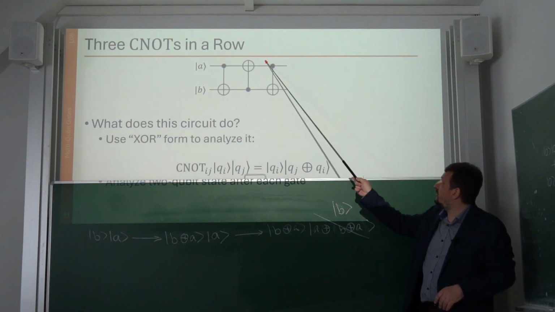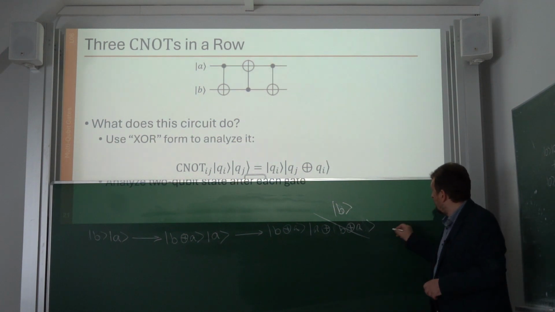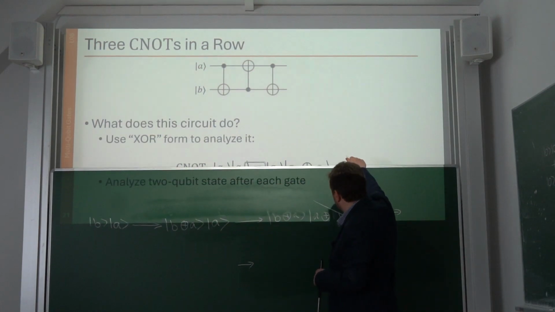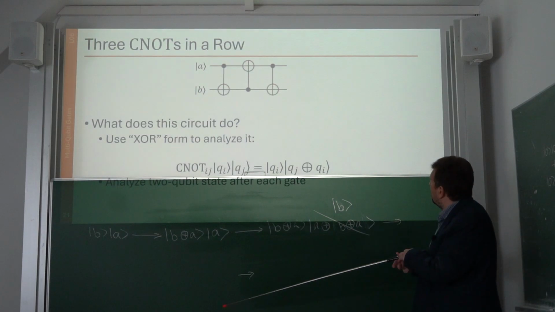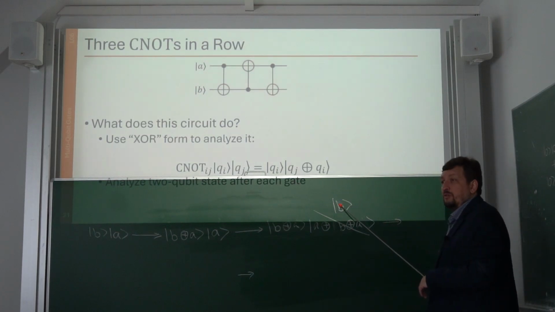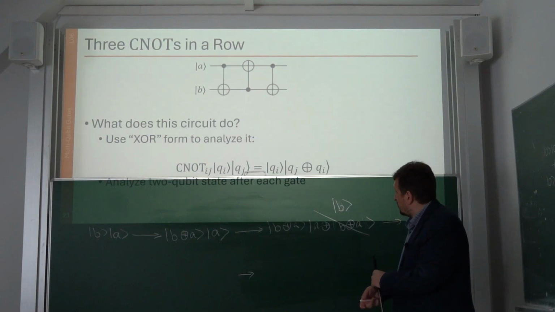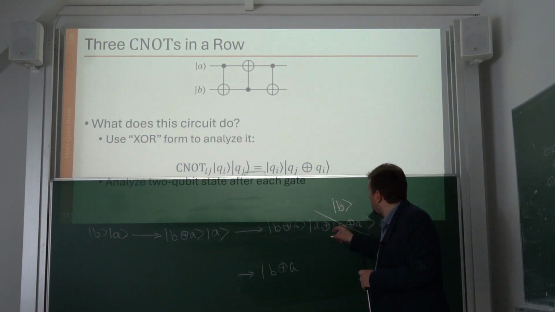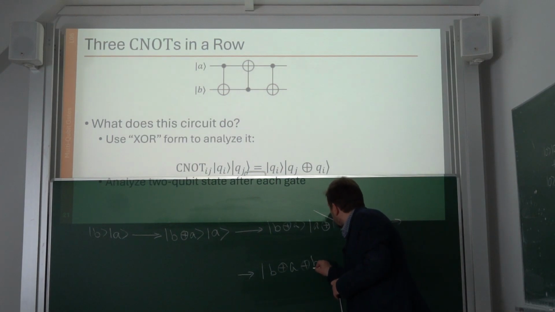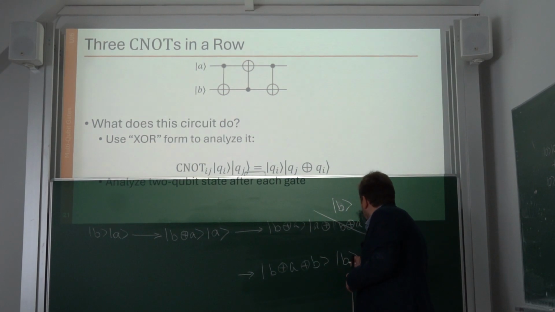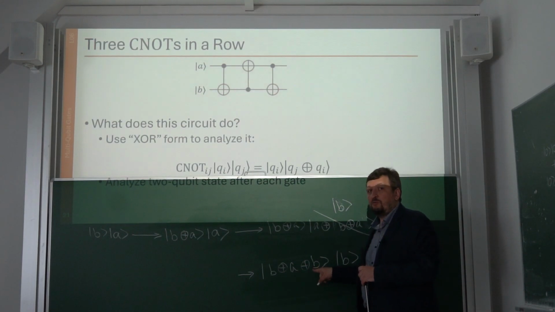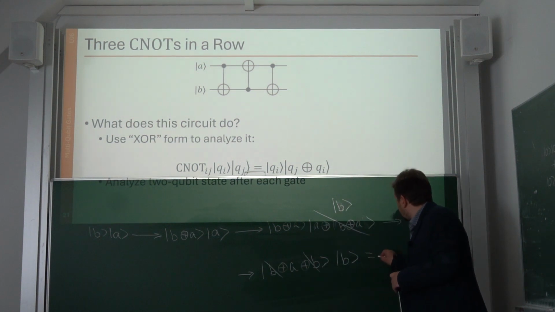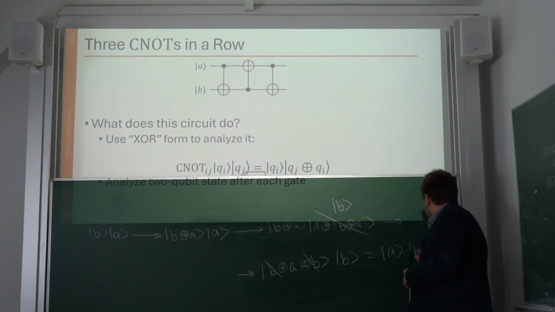Okay, so this is after the second XOR. Finally, I have the third XOR gate. For the third XOR gate, this qubit is control, this is target. So the target is replaced by whatever I have XOR control. Control stays the same. And here you see we have the same combination, B XOR A XOR B. So B and B cancel and the result is A.